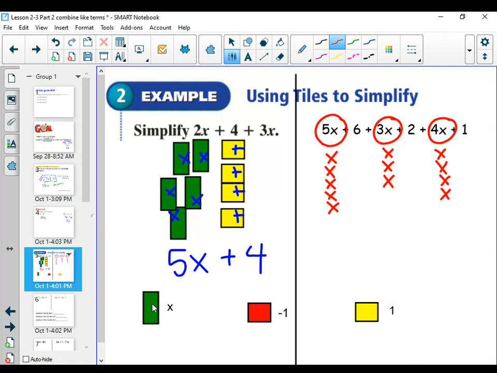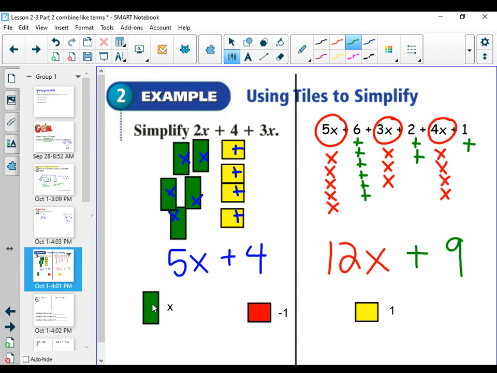5 X's and 3 X's and 4 X's. 5, 6, 7, 8, 9, 10, 11, 12 X's. 6 positives, 2 positives, 1 positive. I can put all those positives together. 1, 2, 3, 4, 5, 6, 7, 8, 9. 9 constants are at the end of the problem.